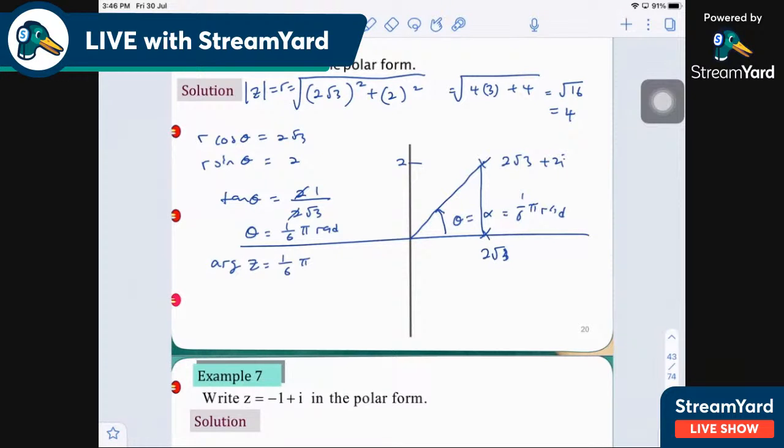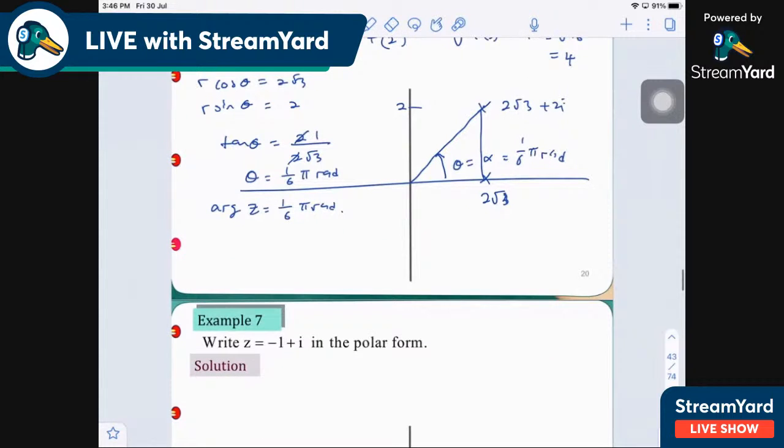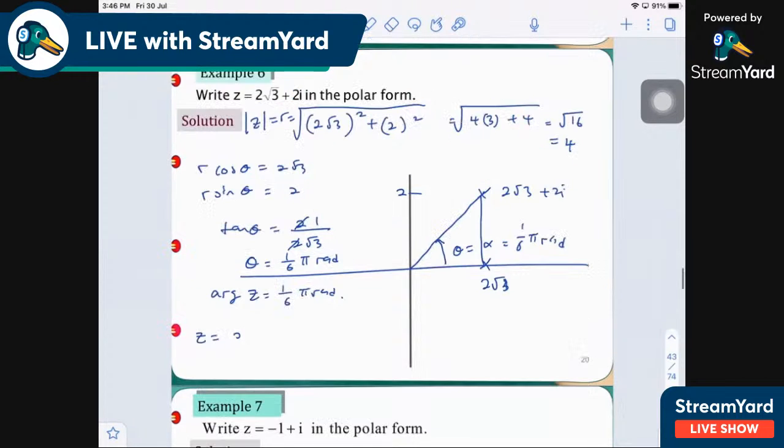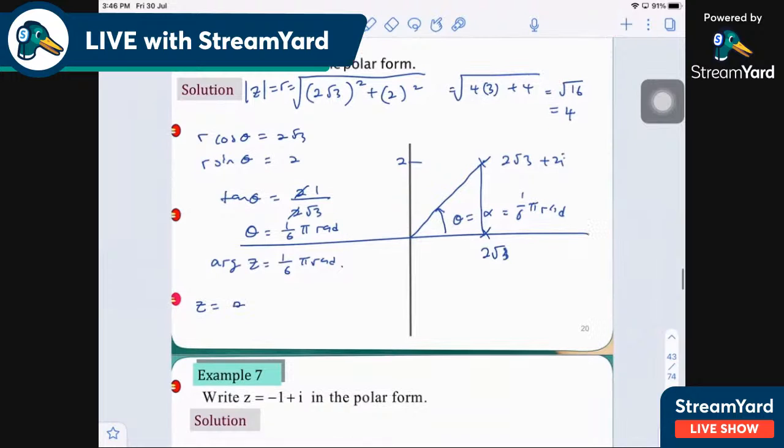Okay. So bila tulis dalam polar form, Z sama dengan length dia tadi apa? 4 kan? 4. Okay, for cos 1 over 6 pi plus with I sin 1 over 6 pi radian. There you get the answer.